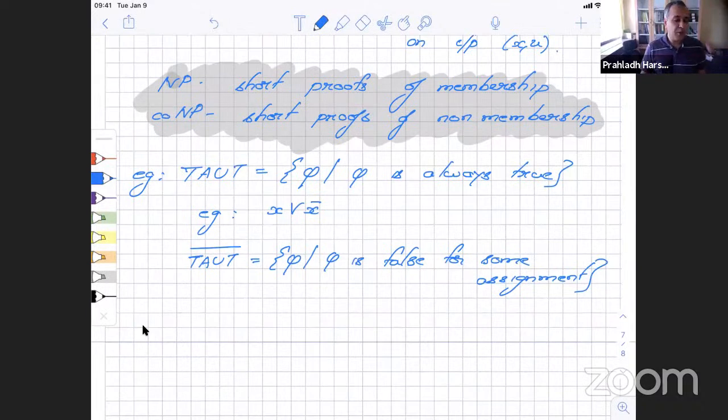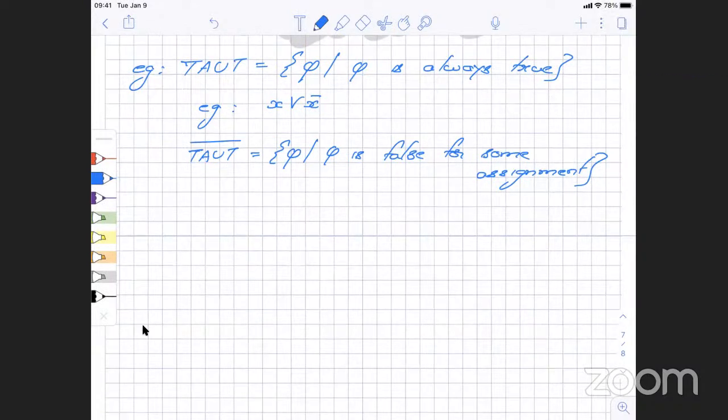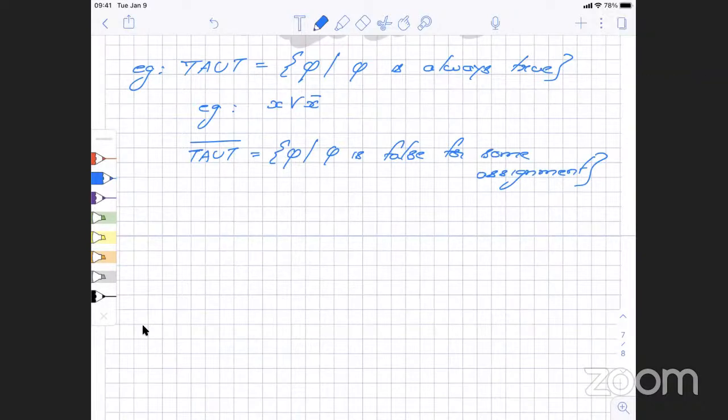If you stare at it, tautology complement is one way of writing SAT, but let's leave it at that. Tautology complement and SAT are actually possibly exactly the same language, but not the way I have written it. Any other questions? If you take the negation of phi, then it is true for some assignment. If you take the negation of phi, from CNF you'll go to DNF, and if you do negation, you'll get this. It's not hard to see this.